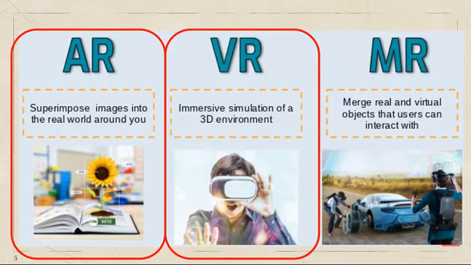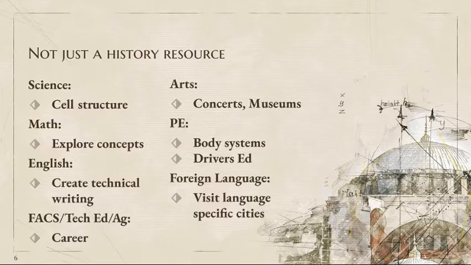Augmented reality means to superimpose images into the real world around you, and virtual reality is an immersive simulation of a 3D environment. As you can see from this list, Google Expeditions is not just a history resource. You can look at cell structures, explore math concepts, create technical writing, look at careers, attend concerts, visit museums, look at body systems, visit language-specific cities. The only constraint is your imagination and what 360 pictures you can find.